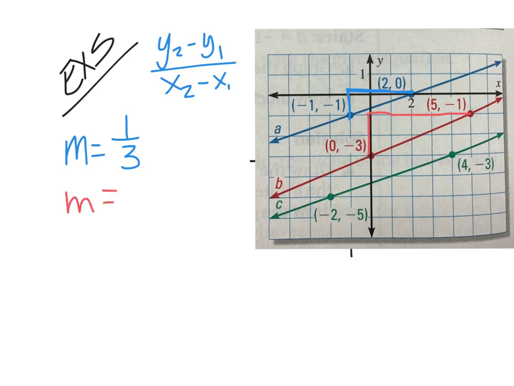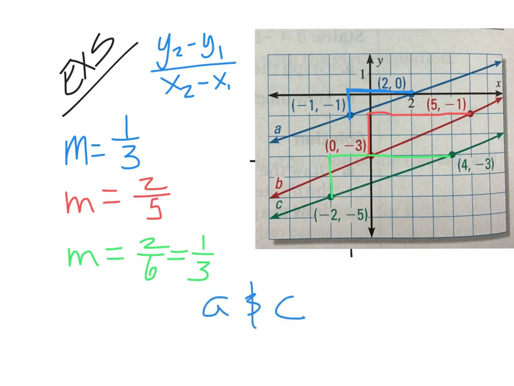So 2 over 5. Slope of the green line is 1, 2, 6, 2 over 6. Can I reduce 2 over 6? 1/3. So which two lines are parallel? A and C. Comprende? Now if they didn't give you the graphs and all they did was give you these points, could you still solve it? Yeah. You just got to do it mathematically and use the formula. Or you could graph it and count them.